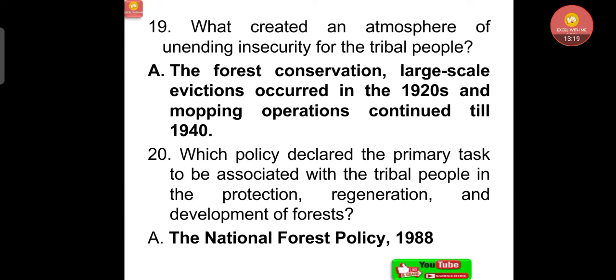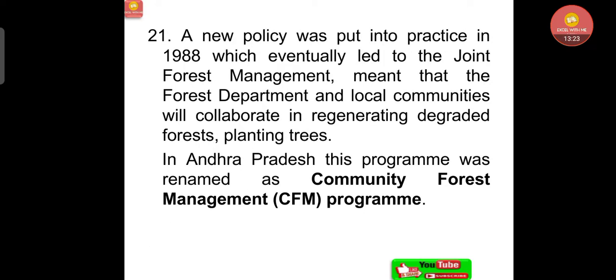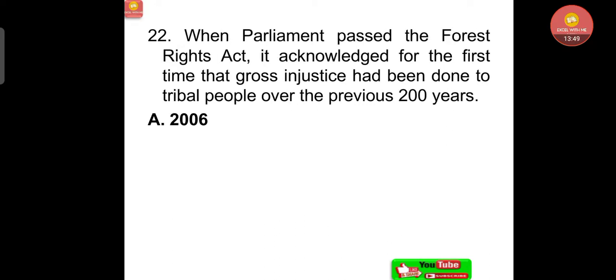Which policy declared the primary task to be associating the tribal people in the protection, regeneration and development of forests? The National Forest Policy 1988. A new policy was put into practice in 1988 which eventually led to joint forest management, meaning that the forest department and local communities will collaborate in regenerating degraded forests and planting trees. In Andhra Pradesh, this program was renamed as Community Forest Management Program.